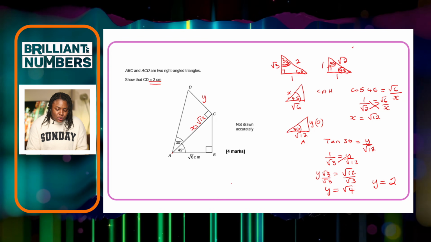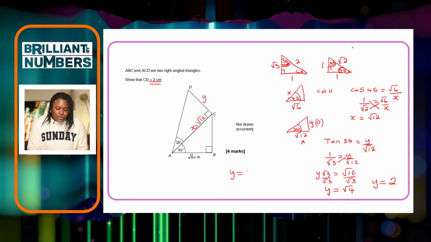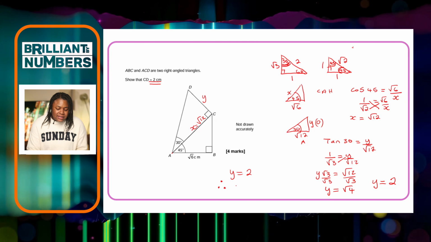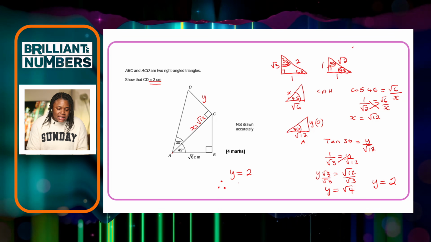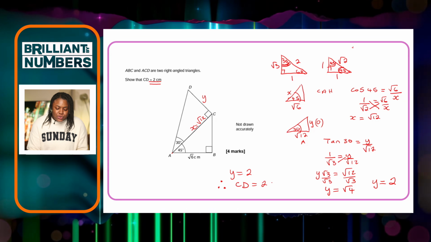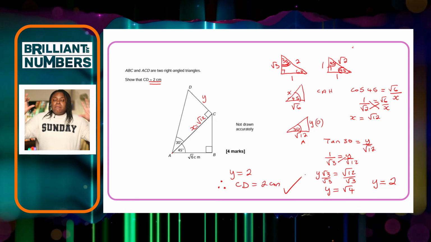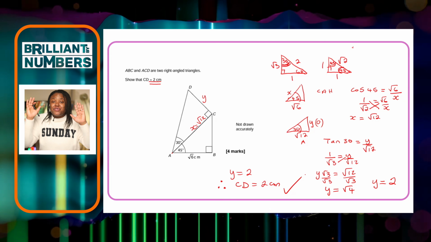So we then conclude to say Y equal to, therefore, this is a symbol for therefore, you could write it out, CD is equal to 2 centimeters. 4 marks. Clear, logical thoughts.